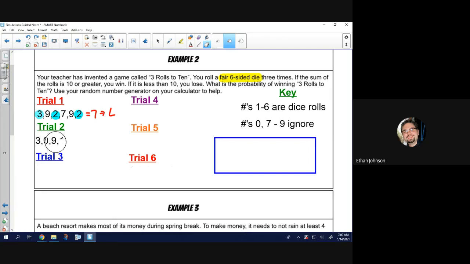For my trial 2, after hitting enter multiple times, these were the numbers I ended up getting. My dice roll numbers were 3, a 1, and a 5. I like that 5 because it gets us closer, but a 3 plus 1 plus 5 gets us a 9, which is another loss.